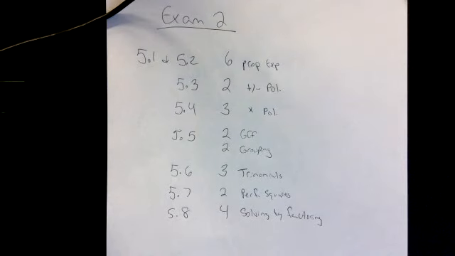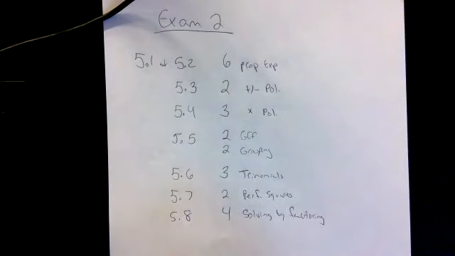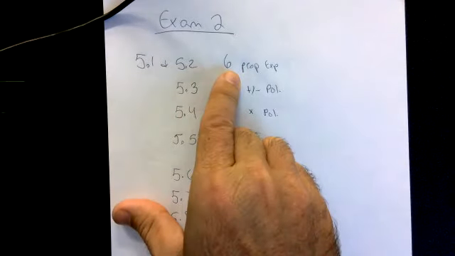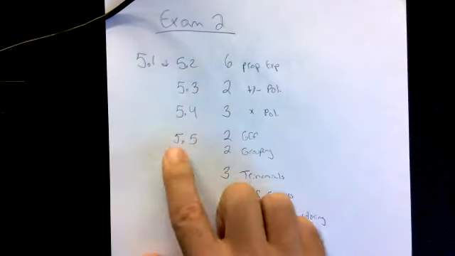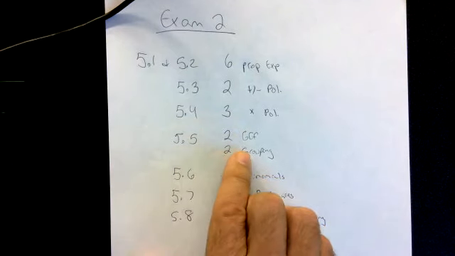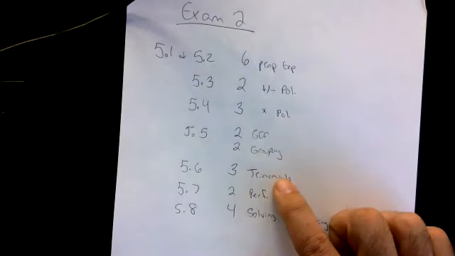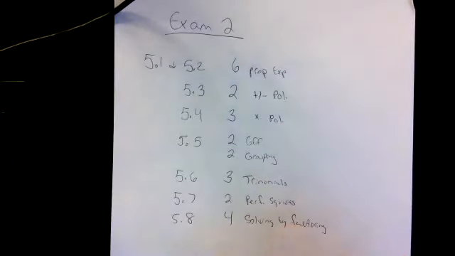Also as a reminder, this is the number and types of questions we're looking at. For 5.1 and 5.2, you have 6 questions. 5.3, there are 2. 5.4, 3. 5.5 is 4: 2 greatest common factor, 2 grouping. And then for stuff we covered tonight, there'll be 3 questions from 5.6, 2 from 5.7, and 4 from 5.8. So this is all the stuff you should be able to do.